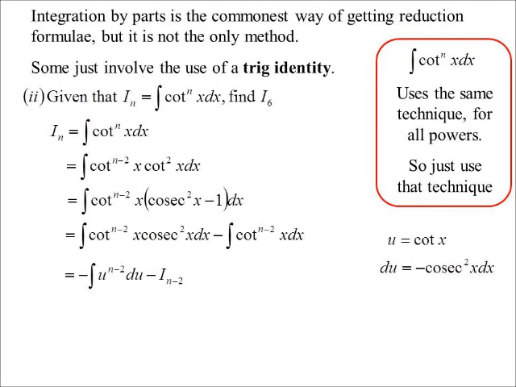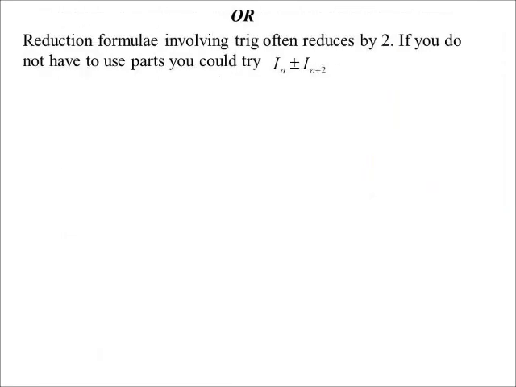Well, the integral of u^(n-2), I can add 1 to the power over the power. Sub back in for u. There's my formula. So I'll have -1/(n-1) cot^(n-1) x minus I_(n-2). Another idea: when you're dealing with trig, because there are so many trig identities, the powers vary by 2.